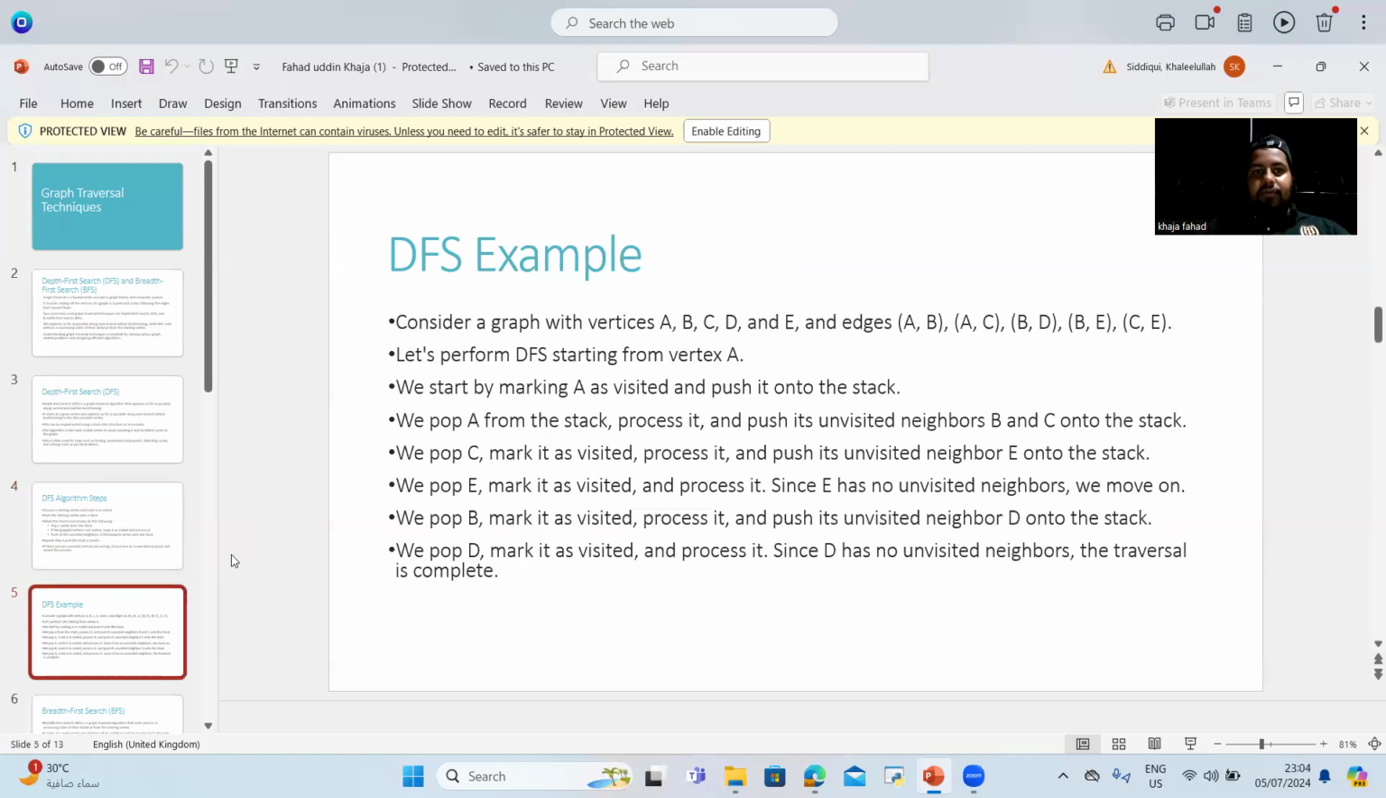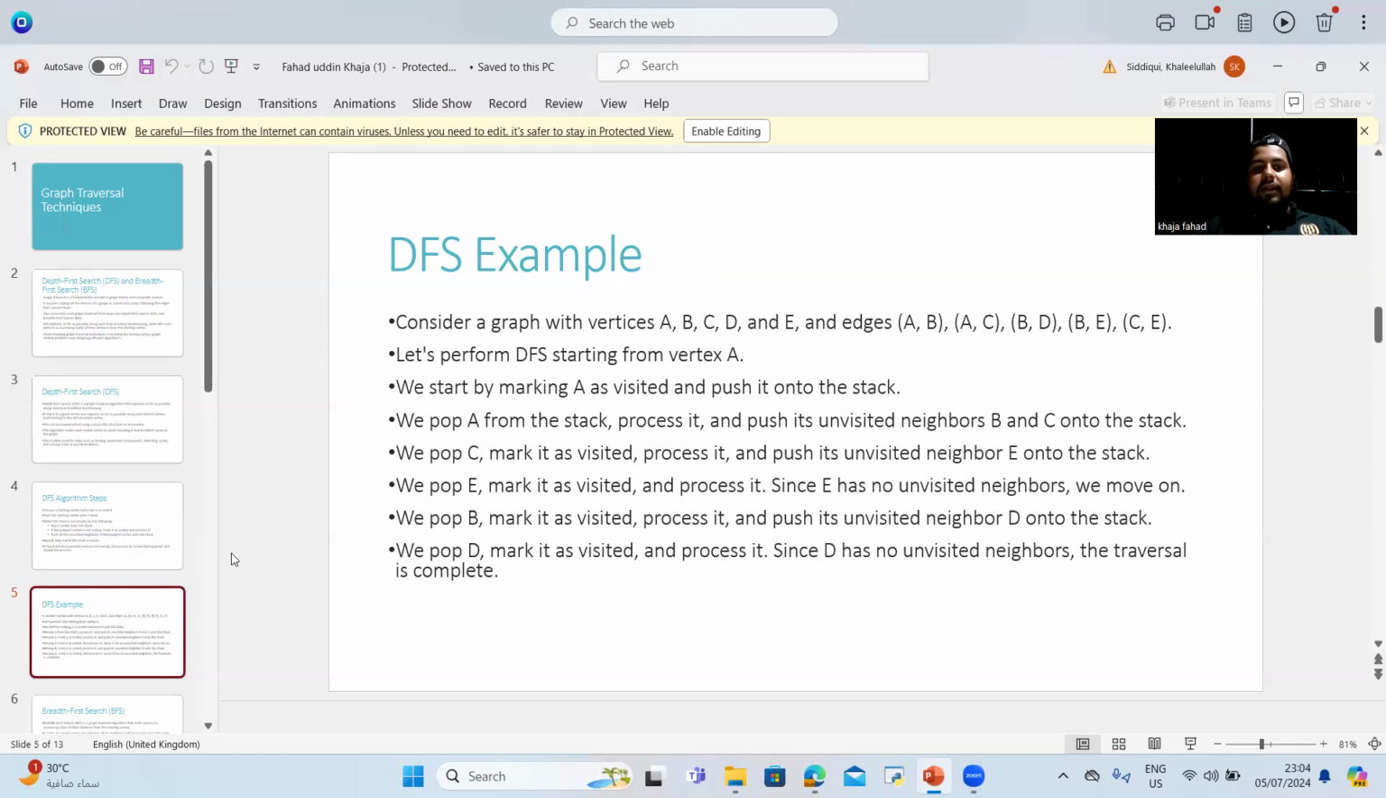Here are some examples of DFS. Consider a graph with vertices A, B, C, D, and E, and edges AB, AC, BD, BE, CE. Let's perform DFS starting from vertex A. We start by marking A as visited and push it onto the stack. We pop A from the stack, process it, and push its unvisited neighbors B and C onto the stack.